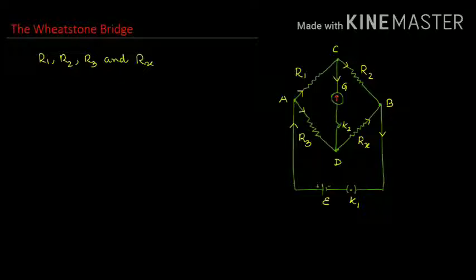When K1 and K2 are closed, a current I flows from the battery towards A. At junction A, current I splits into two parts. One part, current I1, flows through resistance R1, and the other part, current I2, flows through the resistance R3. I1 reaches the point C, and at C, some current Ig flows through the galvanometer, and the other part, that is current I1 minus Ig, according to the junction rule, flows through the resistance R2.